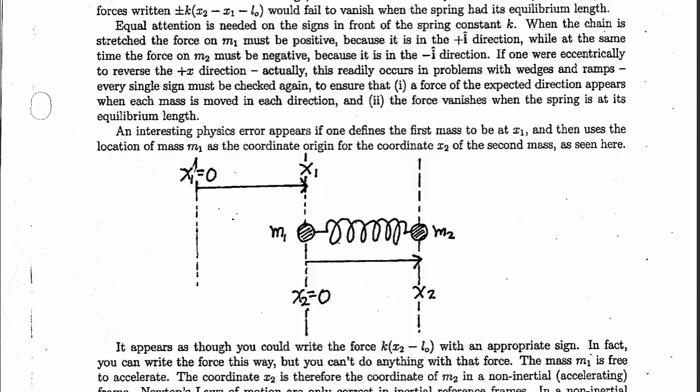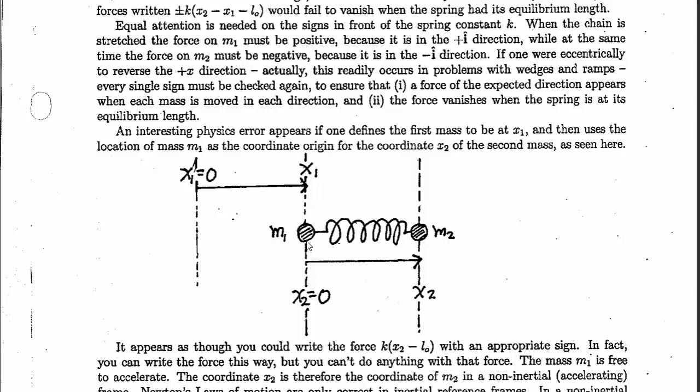Now we come to an amusing and subtle but very important mistake. Suppose you had the bright idea, this is a perfectly reasonable idea, and it involves some very delicate physics. Suppose you said the coordinate of the first mass was x1, and then you said that x2 was the coordinate of the second mass using the first mass as the origin. Gee, now x2 minus L0 is going to be the change in the length of the spring, isn't it? Well, there's a little difficulty.